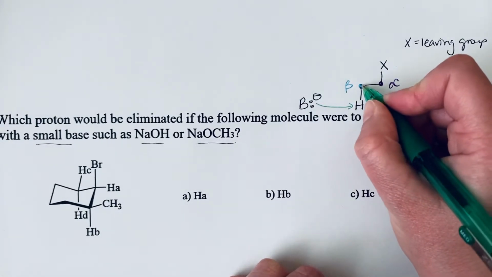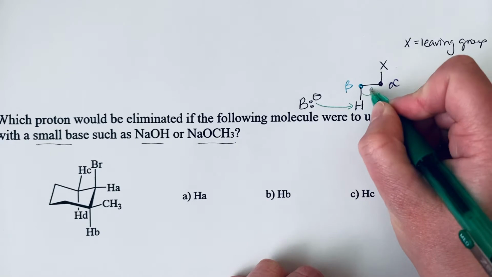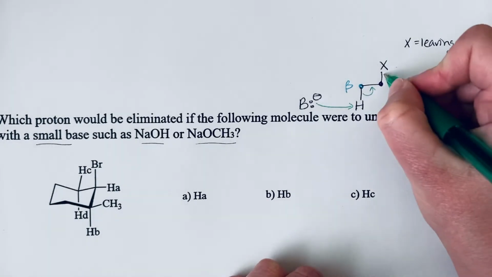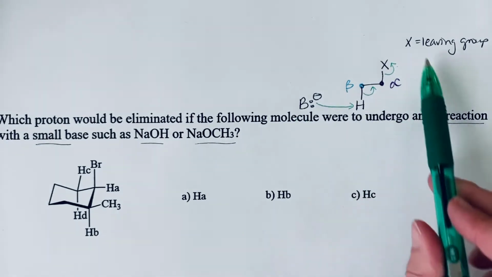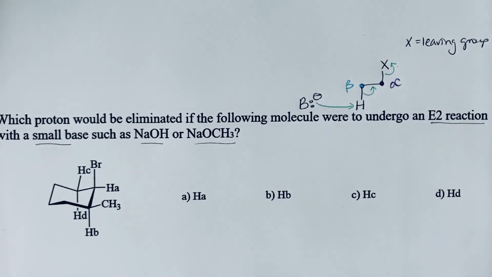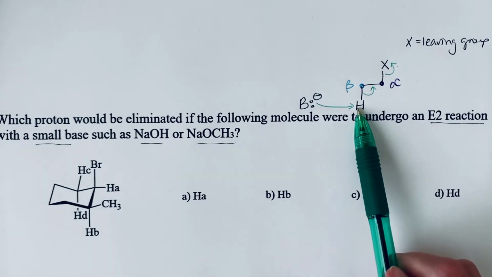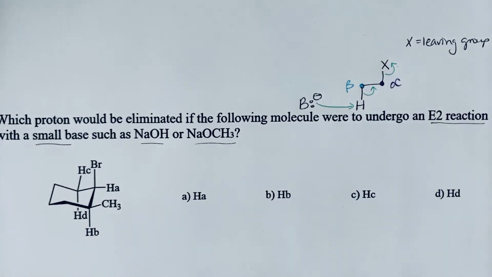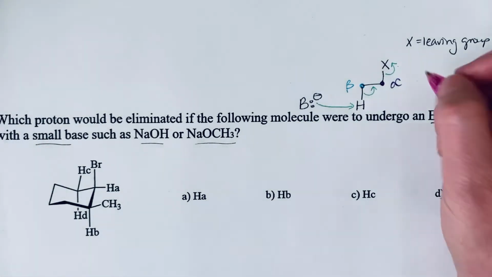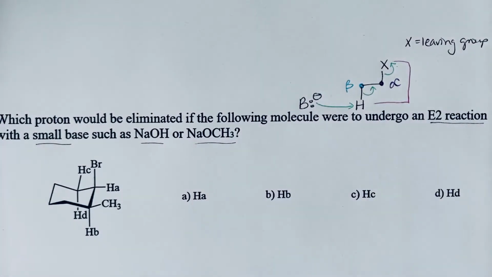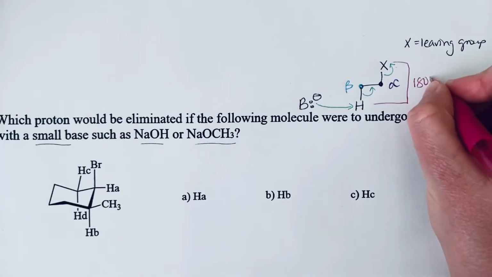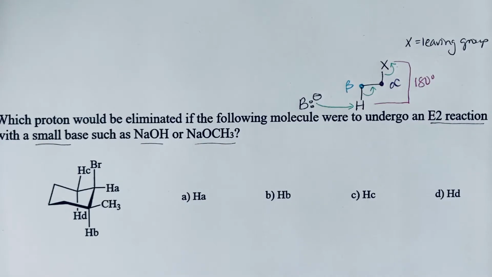The electrons between the carbon and the hydrogen fall in to form an alkene, and that pushes off the leaving group. Since this takes place all in one step, it requires a really precise alignment of that beta hydrogen and the leaving group. Specifically, your leaving group and your beta hydrogen have to be 180 degrees apart from each other. So let's apply this to the problem.